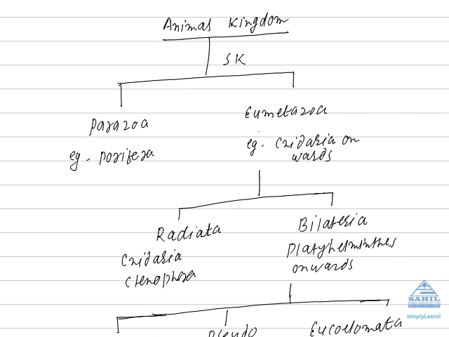We further divide Eumetazoa on the basis of symmetry into two groups. One group, which is called Radiata, includes animals having radial symmetry or biradial symmetry. Cnidaria is an example of a radially symmetrical animal, and Ctenophora is an example of a biradially symmetrical animal. Further, Platyhelminthes onward, all animal phyla belong to Bilateria. They have bilateral symmetry in some stage of life, at least in the embryonic stage.